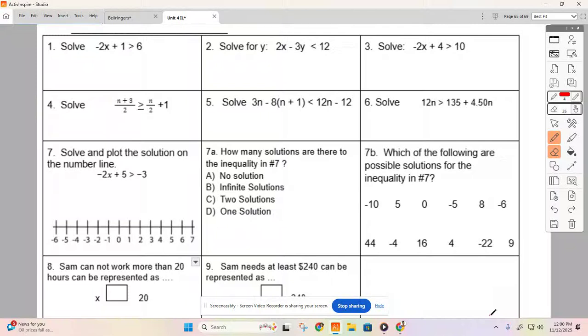Number 1 says to solve. So just like an equation, I want to try to isolate my x. The x is stuck to -2, so I'm going to do the opposite of adding 1 to move that 1 away to the other side. So I subtract 1 on both sides. That leaves me -2x is greater than 5. The opposite of multiplying by -2 is divide by -2. But don't forget that special rule that we have to reverse the inequality, and then we would get -5/2.